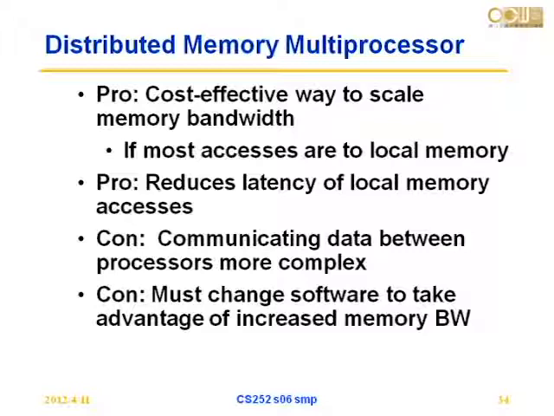Distributed memory, however, has the reversed pros and cons. Advantage number one is a cost-effective way to scale memory bandwidth. Because with this kind of configuration, if your data is allocated smartly near your processor, then there can be much reduced conflicts. So you get this advantage if most accesses are to local memory. Another advantage is reduced latency of local memory accesses. The accesses to a local memory module can be very fast.